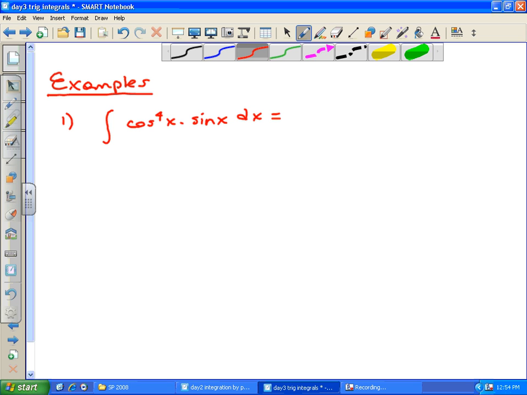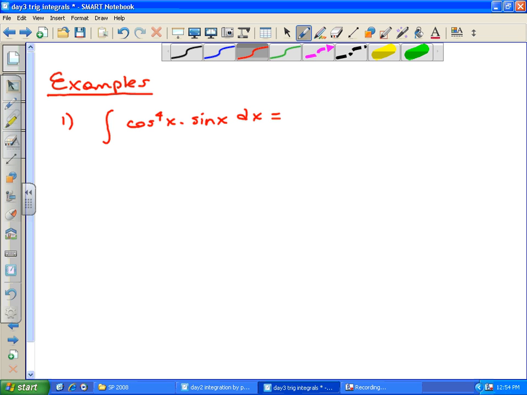When you have combinations of sines and cosines in an integral, you really have two choices. We're going to try to do those with u substitution. You either let u be cosine x, or you let u be sine x, right? Now, which one would work better in this case? Any thoughts?